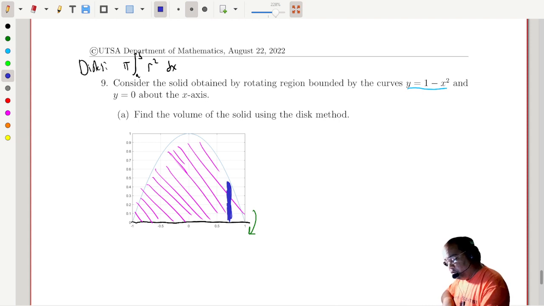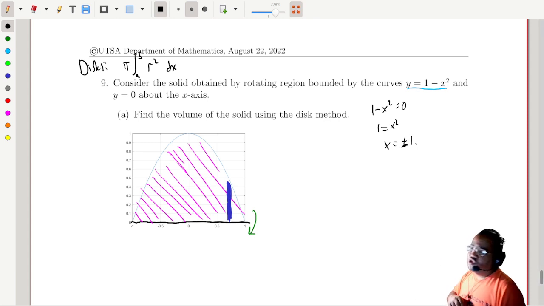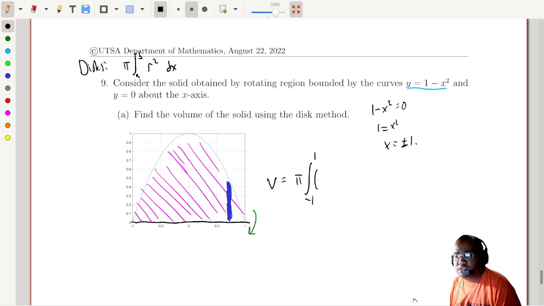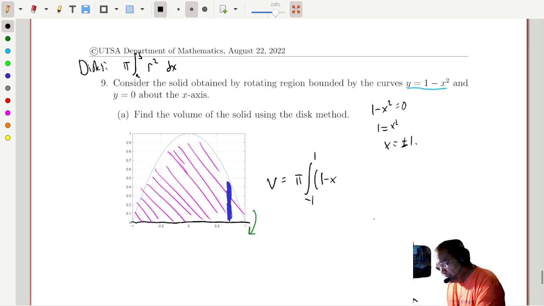Now, of course, you'd find the intersection points here. This one is pretty easy to do. 1 minus x squared equals 0. You take square roots. You're integrating from -1 to 1. So with disks here, we'll have pi times the integral from -1 to 1 of our radius, which again, think about it, top minus bottom, right? 1 minus x squared, squared, dx.